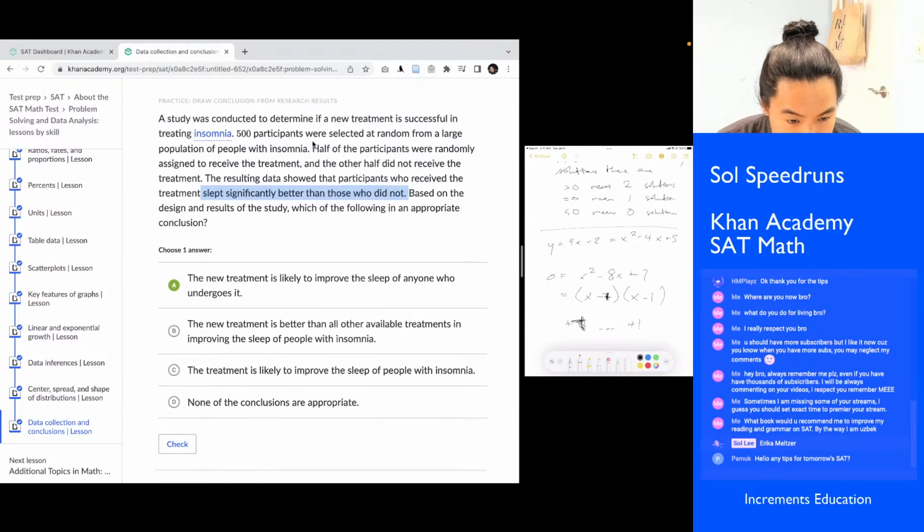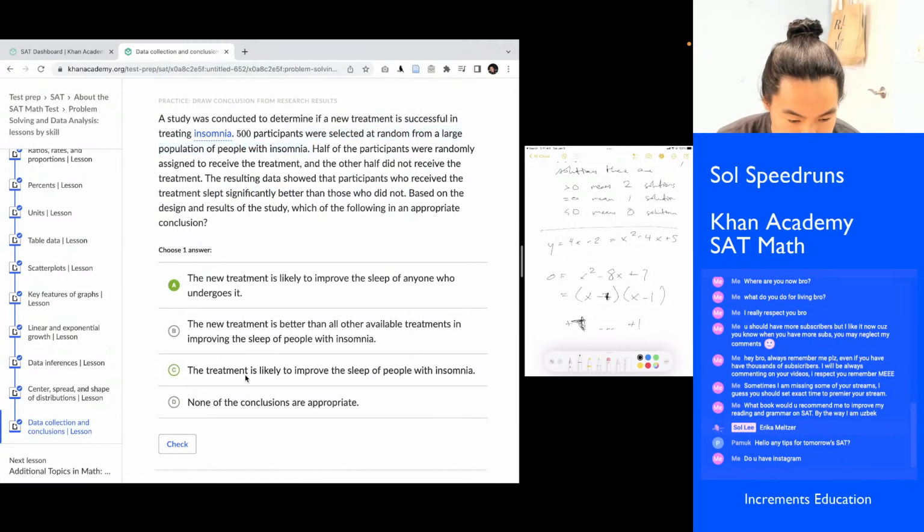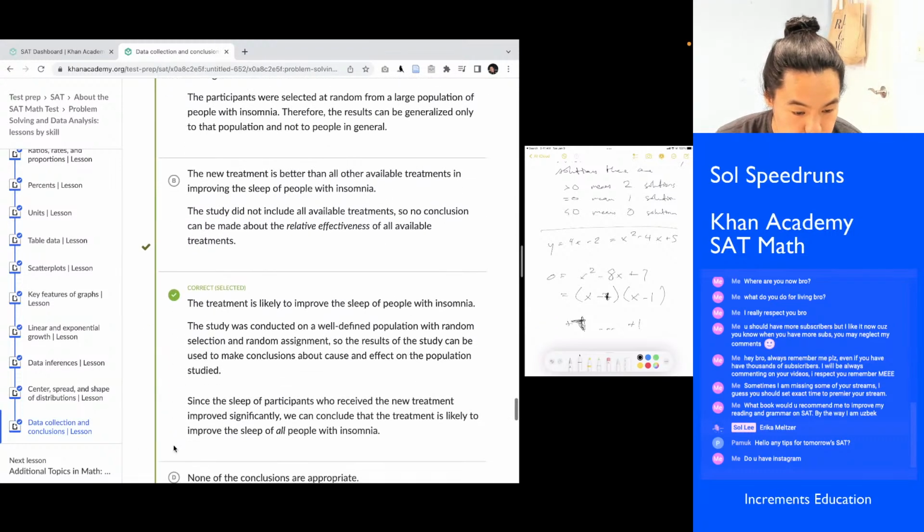Oh, were these people with insomnia? Oh, it is people with insomnia. Okay, so that's C. I almost chose A. Wow, that was scary.